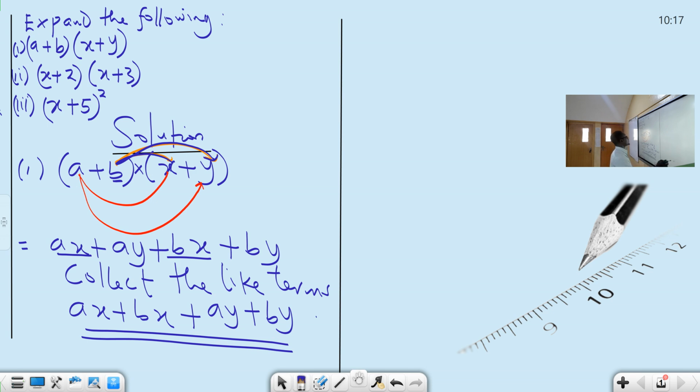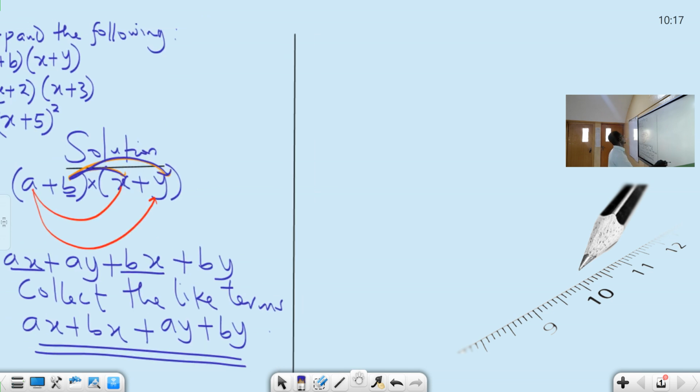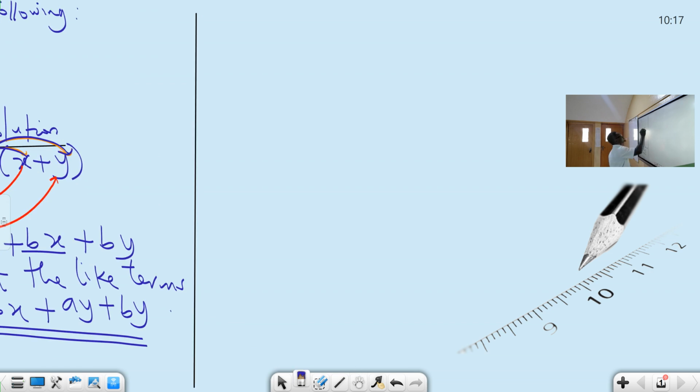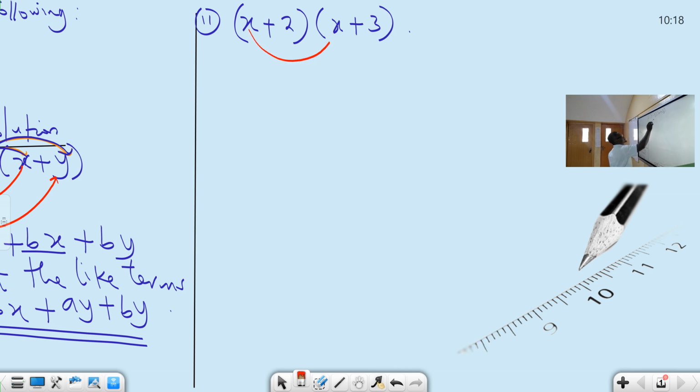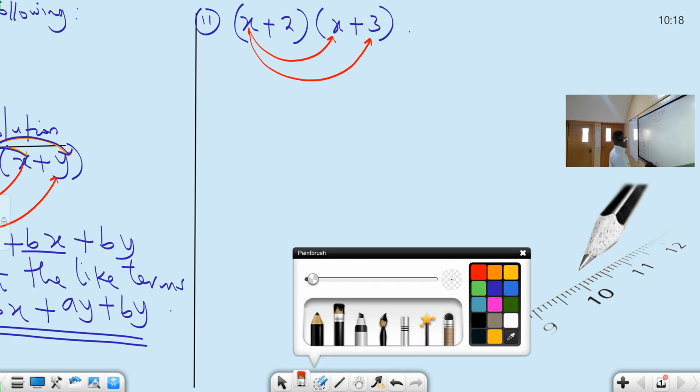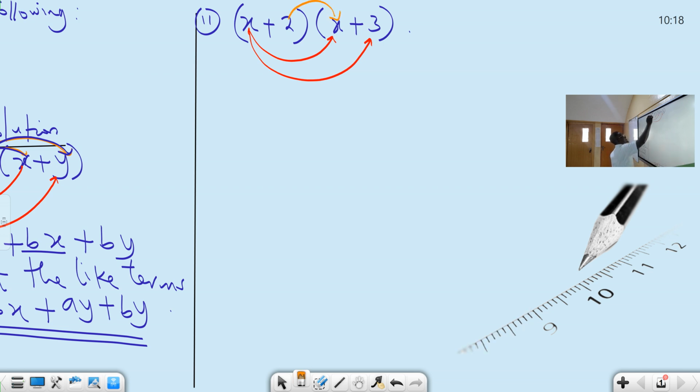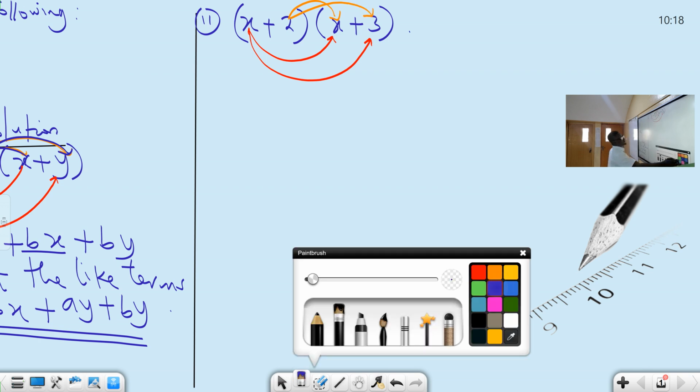So we go to the second example. The second example, x plus 2 bracket x plus 3. Just this method I just explained, we use it to expand this. This x will meet this x first, and we also use it to multiply this plus 3. And then you also take this 2 to multiply this x, and this same 2 to also multiply this 3.